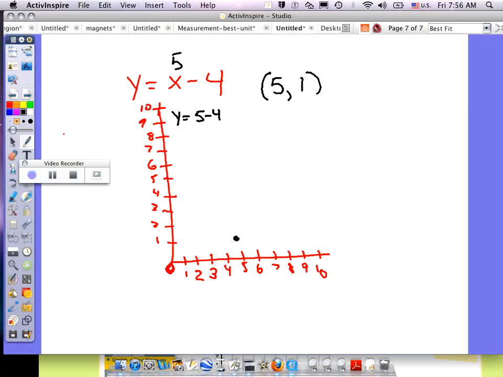Let's try another one. You can pick any couple points. When x is 6, y would be 2, because 6 minus 4 is 2. So you could graph (6, 2). I'm just going to graph a third point. When x is 10, y would be 6. So (10, 6). Now, you can see it's creating a linear line.